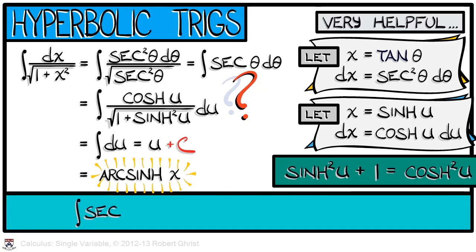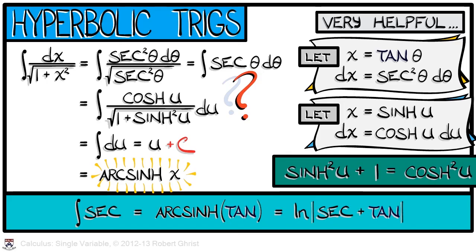Now, if you pay attention, you see something a bit remarkable here, namely that the integral of secant, something that seems kind of difficult to derive, is in fact the arc hyperbolic sine of the tangent, substituting in tan theta for x. That's a non-trivial result. Now, of course, that's not the integral that you usually see in the back of the book. You usually see log of secant plus tangent. Both of these are correct and indeed equivalent.